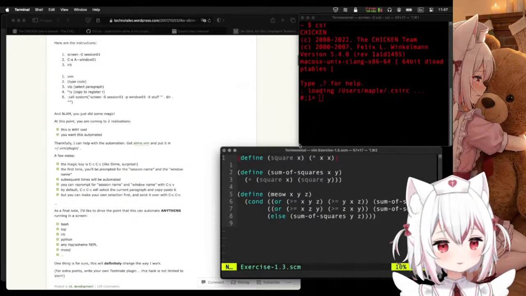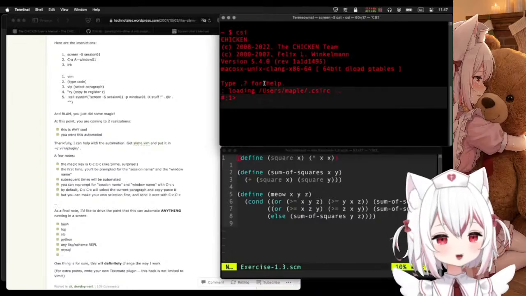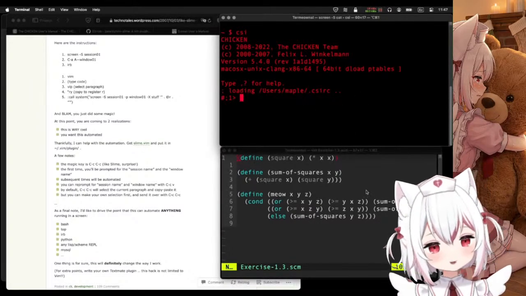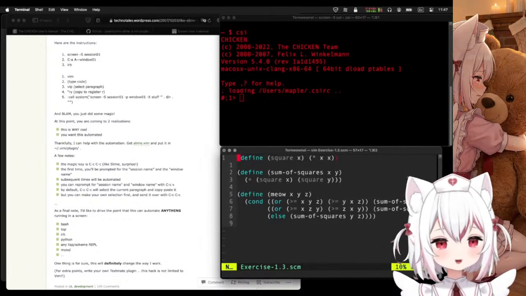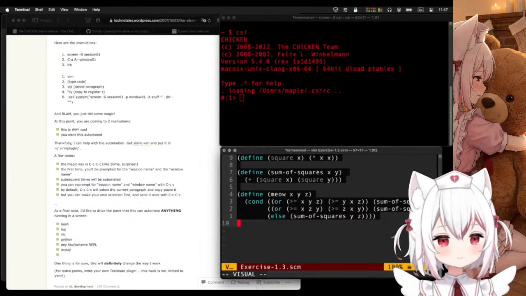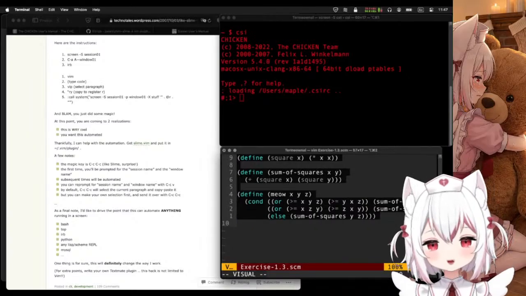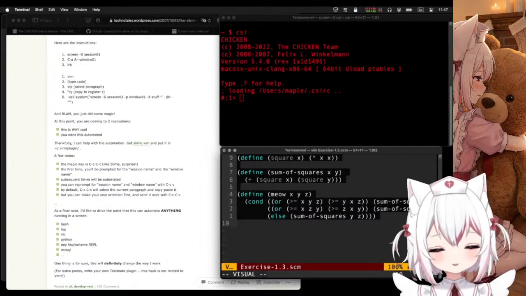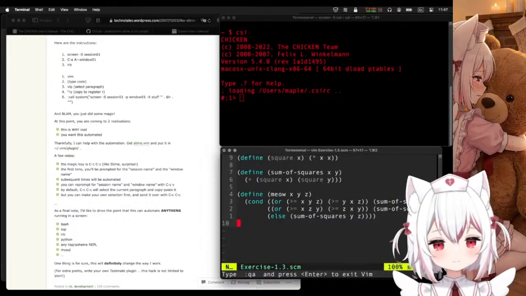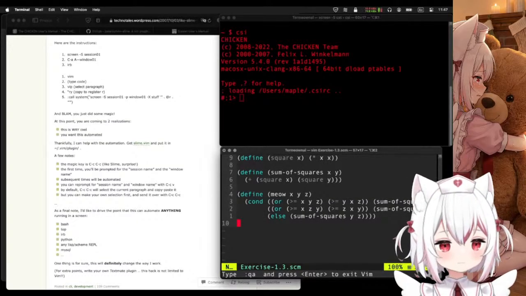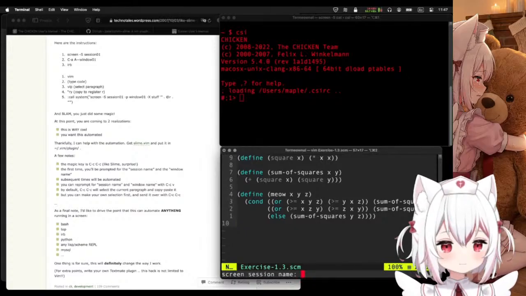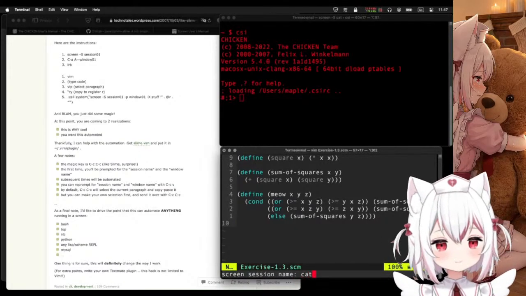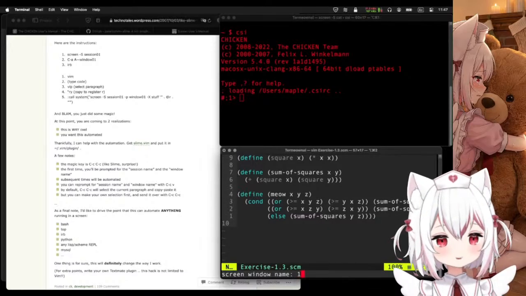Okay. So now, theoretically, we got chicken up here, and then we got this window over here, and this is chicken in the screen, right? So I can select everything and do Control C, Control C. I think I did it too slow. Okay, and now it says screen session name, and I put it was cat, and then the window name was 1.